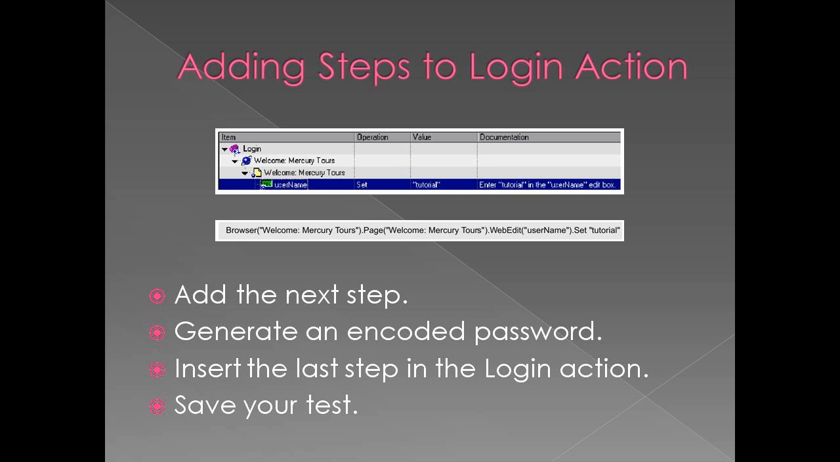6. Insert the last step in the login action. A. Click in the item column below the last step to insert the next step. The item list opens listing the sibling objects of the previous step's test object. B. Select Sign In from the item list. This step instructs Quick Test to click the Sign In button. 7. Save your test. Choose File greater than Save or click the Save button.